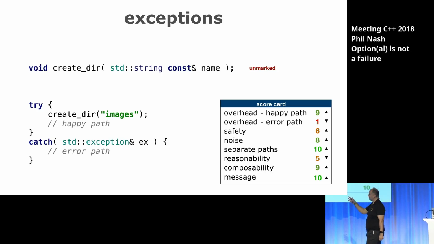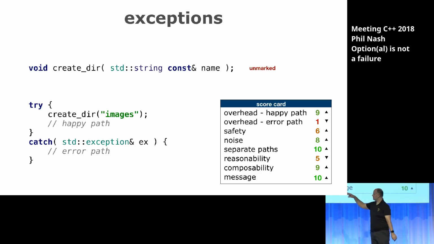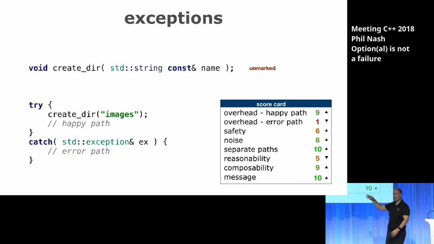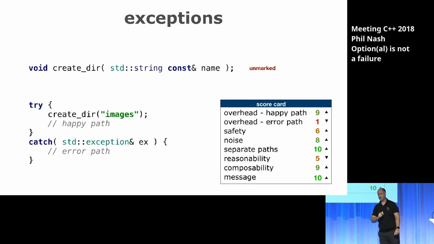Noise is pretty good, because now we've got the separation of the happy path from the error path. So our happy path looks a lot cleaner. We don't even need a try-catch in every function that an exception may propagate through. So that's good as well. So separate paths gets a perfect score.